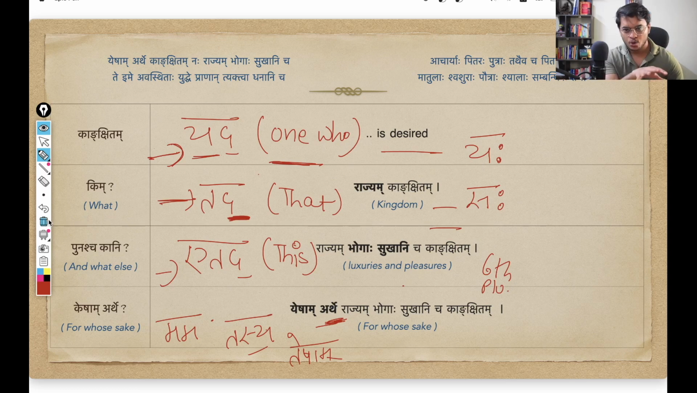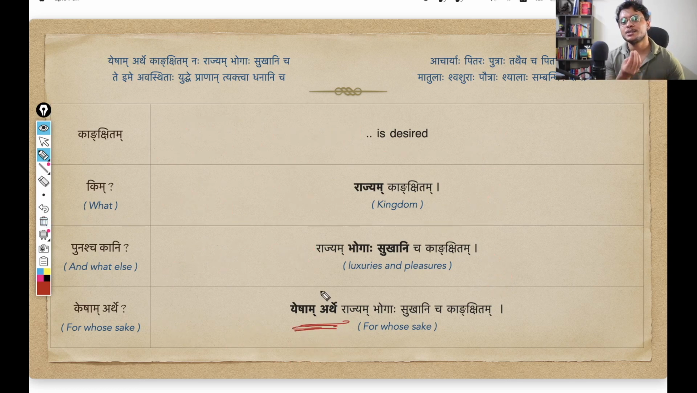But here in the shloka we are using yesham arthe. And yesham arthe simply means for all whose sake. So I don't have a particular person or particular group of persons in mind. I am referring in a general way, for all whose sake. That is the sense these two words are giving. So yesham, you already understand, is the sixth case plural of the pronoun yad, and arthe simply means for the sake. So for the sake of all whose, or in short you can say for whose sake. Okay, so in all, yesham arthe rajyam bhogaha sukhani cha kanchitam simply means for all whose sake kingdom, pleasures and luxuries, these things are desired. So Arjuna is saying this and he will continue more, that we shall see.